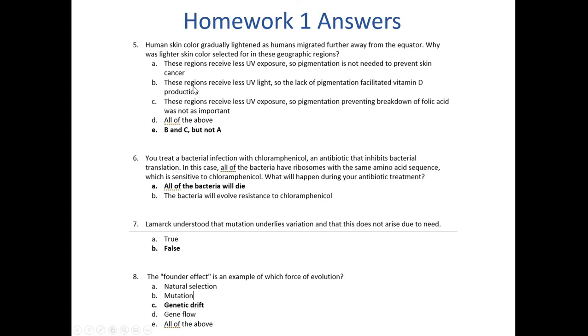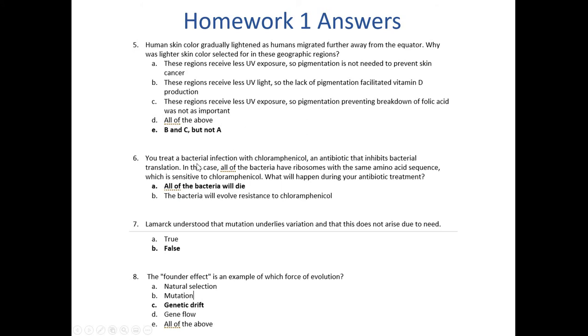So instead, they found that these regions received less UV light, so the lack of pigmentation, part 1, facilitates vitamin D production, which is important for effective reproduction. And then pigmentation also prevents the breakdown of folic acid, which in these regions with less UV exposure is not as important. So it's about this balance between both preventing the breakdown of folic acid and making enough vitamin D. So the answer to this is B and C, but not A. And you guys should remember this for the quiz.